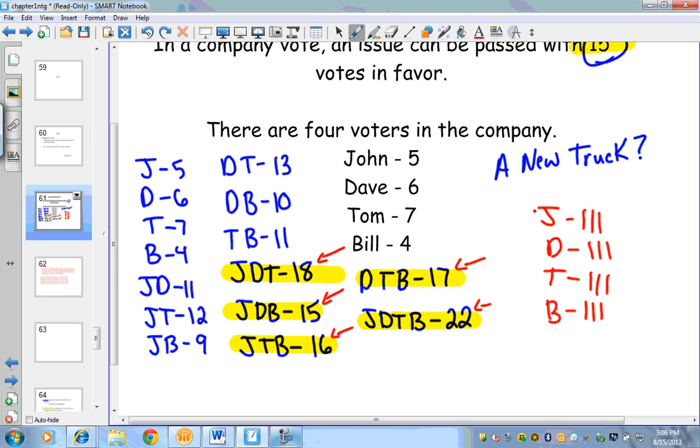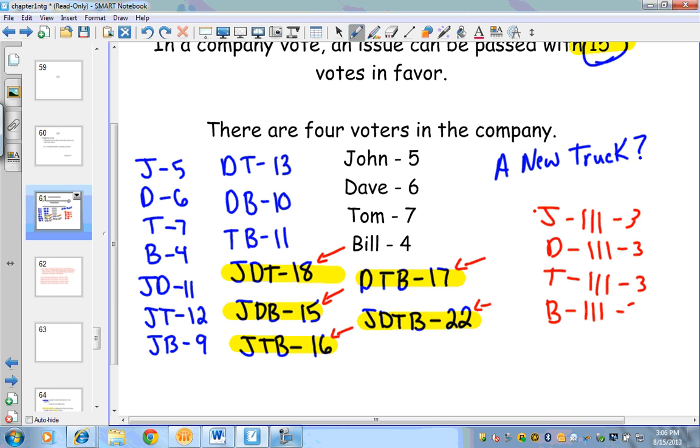All right, moving on to Tom. If Tom decides to leave, he would be left with 15. Nope, we're good there, so no points for him. And then lastly, Bill. If Bill leaves, no. So if you calculate everybody's power index, very simple, everybody will be at 3.